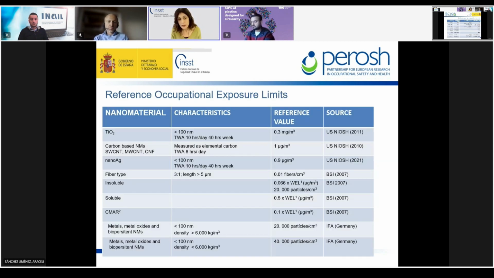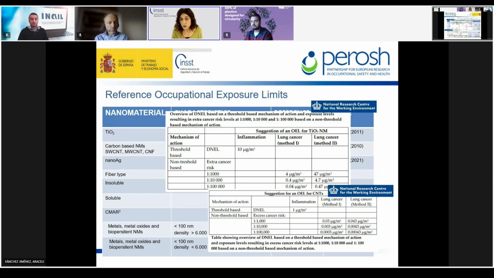Apart from the training material, we will also include a summary with the current reference occupational exposure limits, apart from the ones that have been in place for a number of years from NIOSH in the US, Britain, and Germany. Denmark recently published a suggestion for an occupational exposure limit for titanium dioxide and also for carbon nanotubes, according to the mechanism of action: a threshold value to reduce the risk of cancer, and also a threshold value for other effects that have a threshold. This is the derived no-effect level.